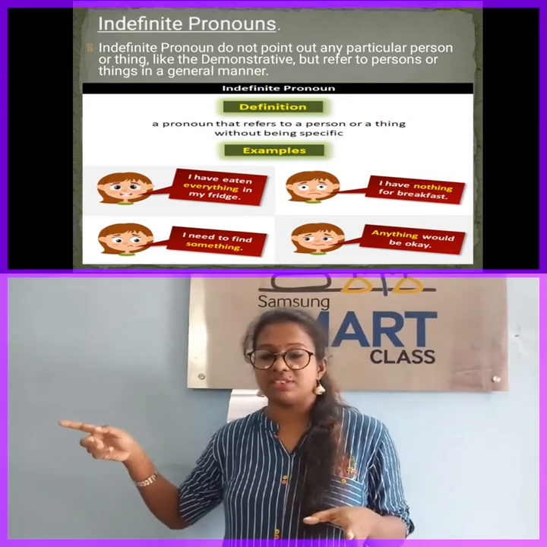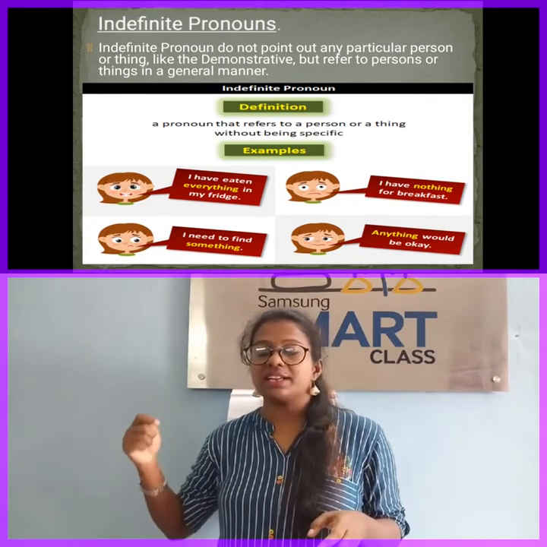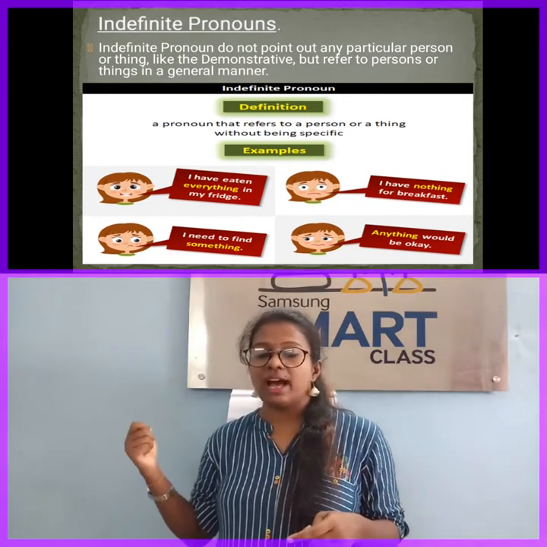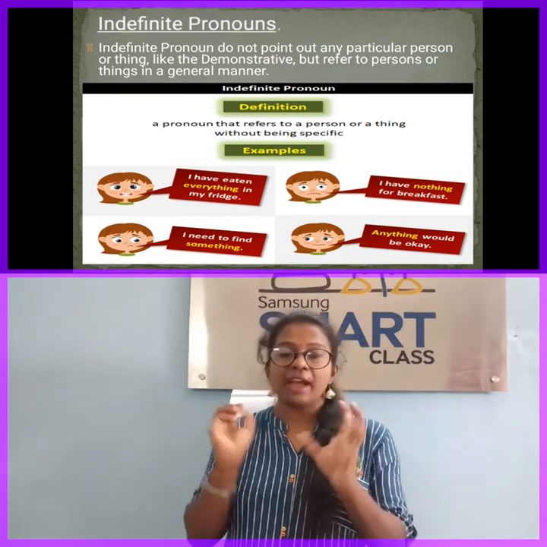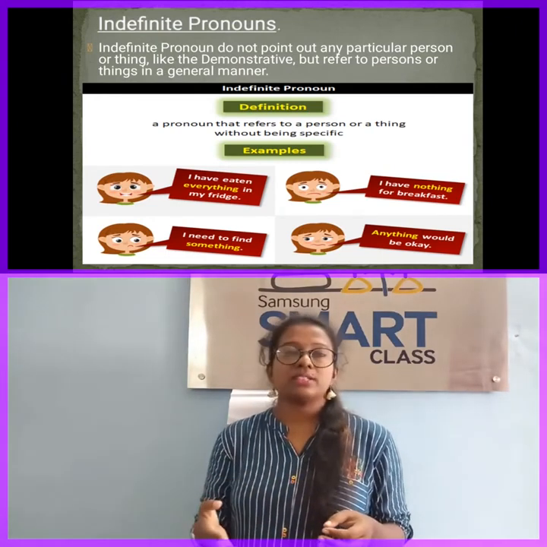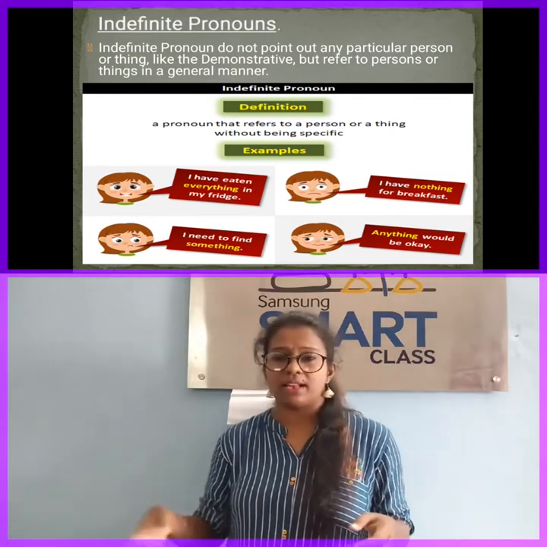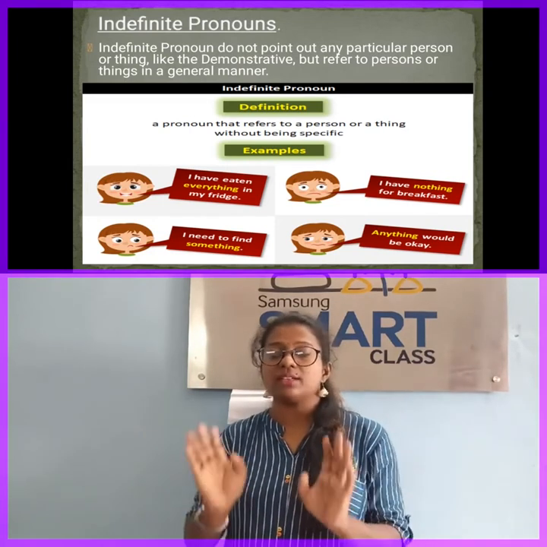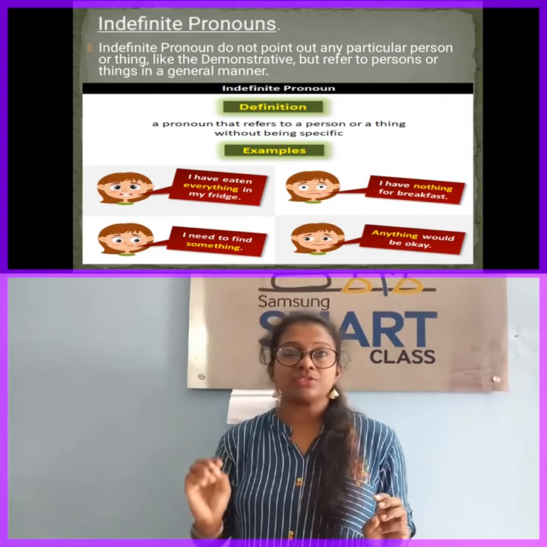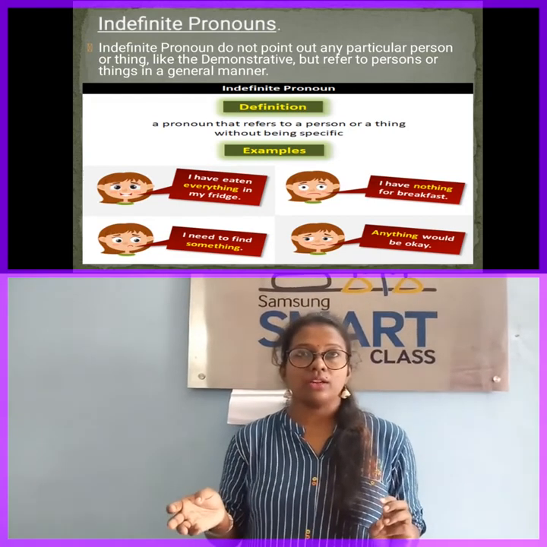In the second example, she is saying, I have nothing for breakfast. So she is indicating that there is nothing for her at breakfast. And then there is the third one, I need to find something. Find something, that can be anything. It is not clear or confirmed what particular thing she is mentioning. So anything would be okay: a chocolate, an apple, a cake. So the words nothing, everything, something, anything refer to pronouns that are used in a general sense but not in a particular one.